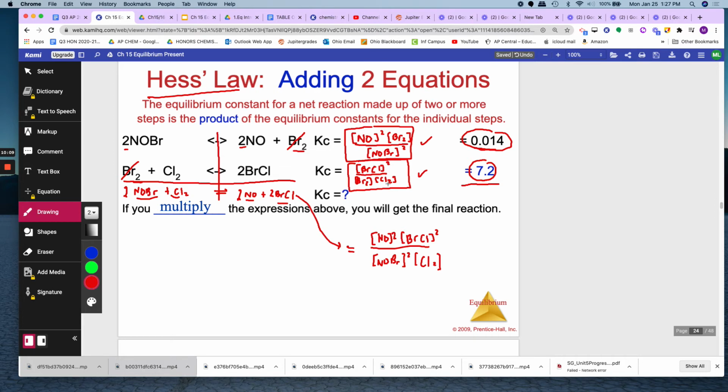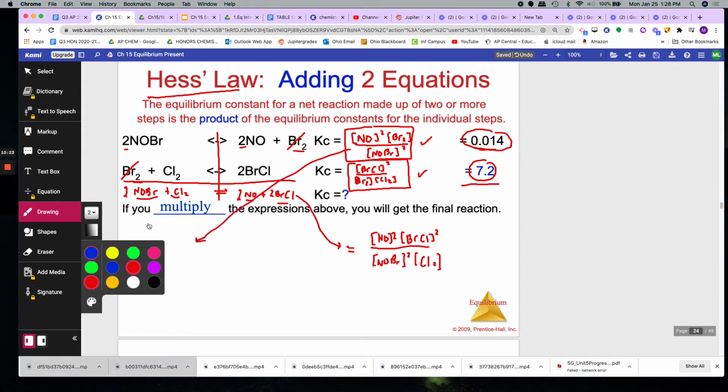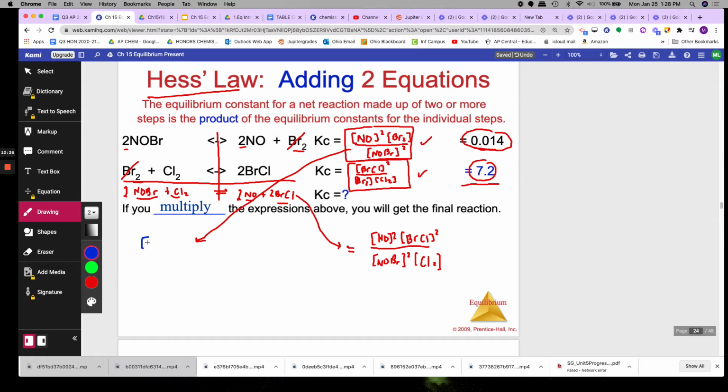Should I add them? If I add them, I have to get the common denominator. I don't want to add them. Why don't we try multiplying them? Because if I multiply them, I can see, okay, let me just rewrite this one. I'm going to recopy NO squared times Br2 divided by NOBr squared. Okay, so it looks like this and that matches, that and that matches, but it looks like something's happening. So let's try multiplying it with this and see what happens.